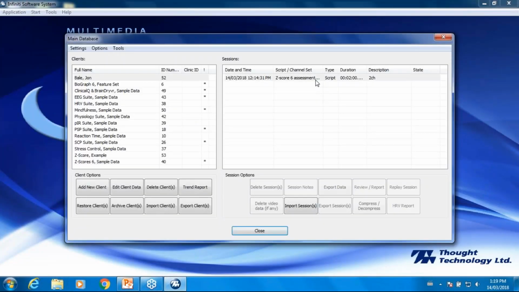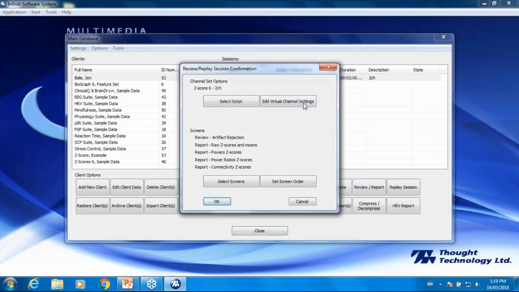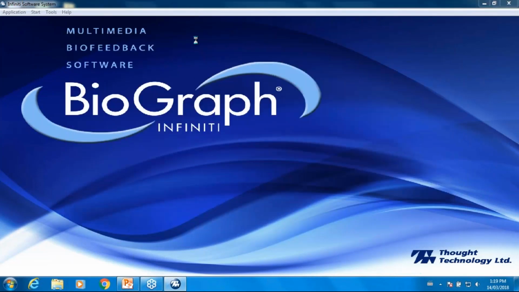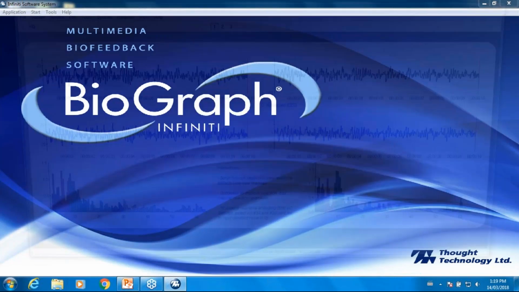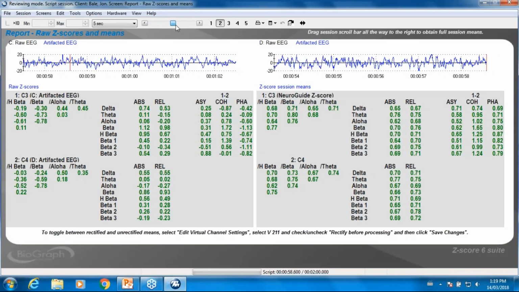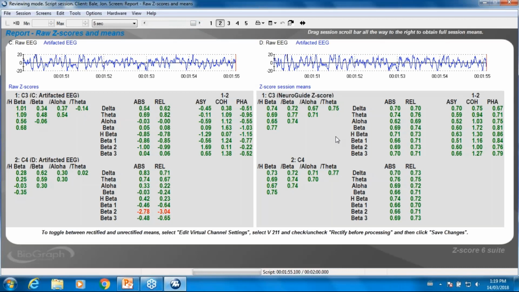So if I jump into database, here's that same session, the session I just recorded previously. I'm going to jump into review mode. It's taking just a moment for it to think about all these stats. There we go. So what we have right here is a lot of numbers. This looks a little bit overwhelming for a person the first time they see it, but this is the core of all the data that we're looking at.